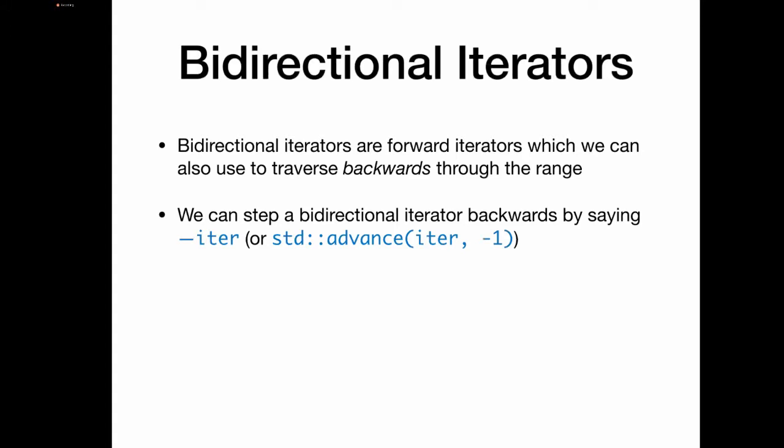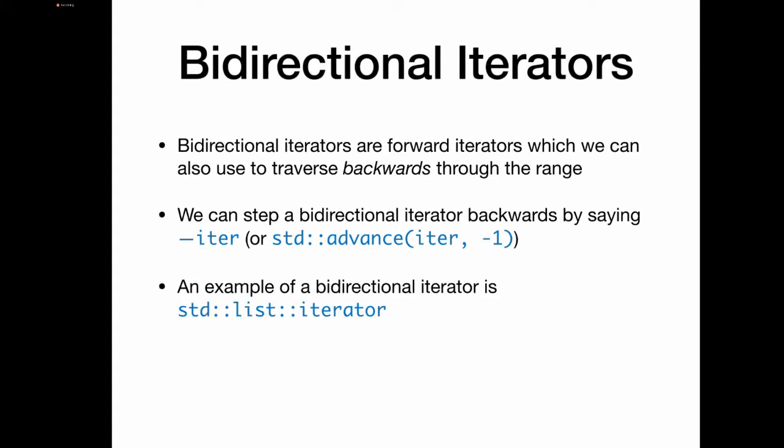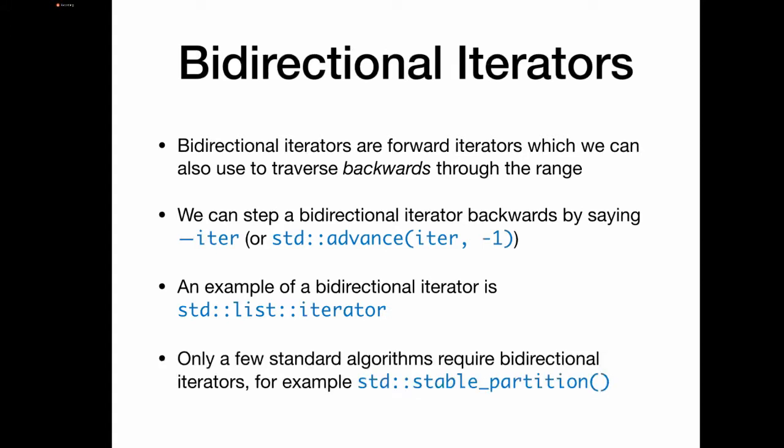Oh dear. This is supposed to be minus minus. My Mac tried to be really helpful and put an em dash in there, but it's supposed to be minus minus. So we can step backwards. Normally we say plus plus to advance forwards. Bidirectional iterators let you step backwards as well, a single step at a time. So standard list is a doubly linked list. Each node contains a back pointer, so we can efficiently step backwards.